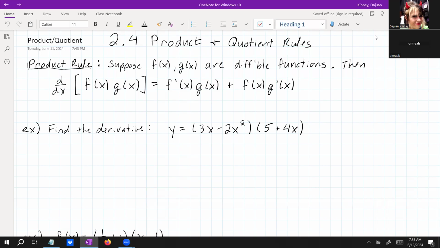Alrighty, we are going to talk about the product rule and quotient rules. We have one more thing after this, and then we'll have hit all of our big derivative topics. Every other derivative topic will be based on, or will use the rules we've already talked about. Okay, so product rule means we're multiplying things.